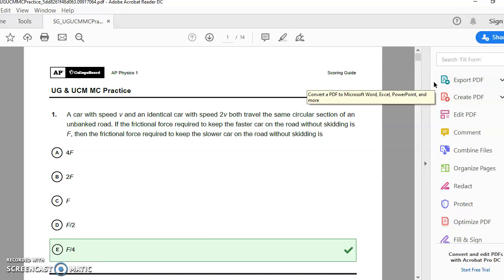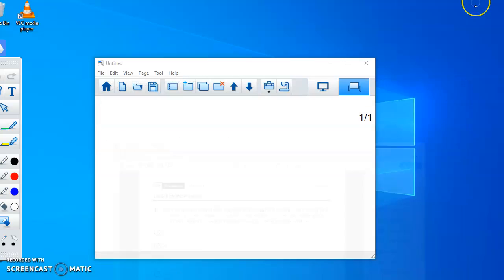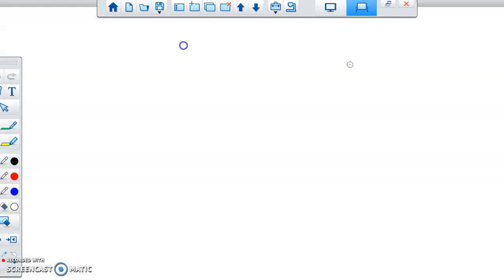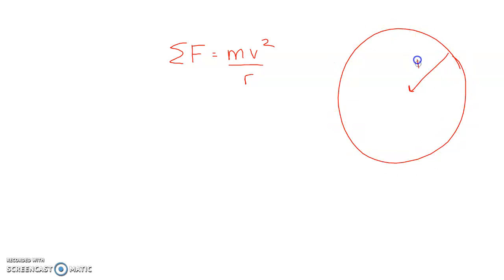Let's talk about why. The first car has a speed v, the second one has 2v. The faster car requires a force of F. So here's the thing: the net force is equal to the mass times v squared over r. For a car going in a circle, the force is friction. That's the centripetal force. There's no other force pulling it towards the center of the circle. So this is friction, and it's mass times v squared over r.